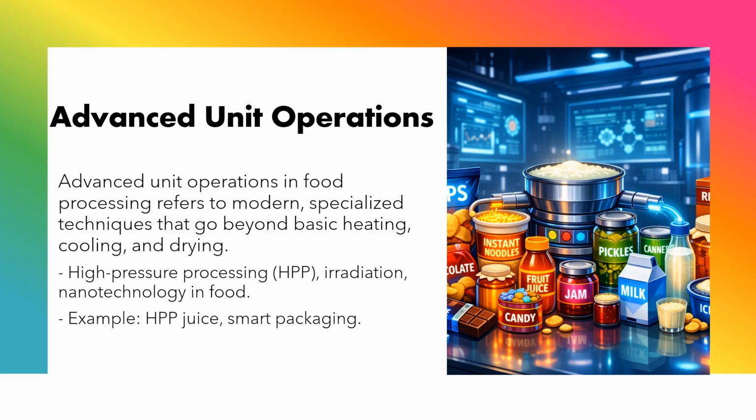Moving on to the advanced unit operations. Advanced unit operation in food processing refers to modern specialized techniques that go beyond basic heating, cooling, and drying. It includes high pressure processing, irradiation, nanotechnology in food, for example, HPP juice or smart packaging.